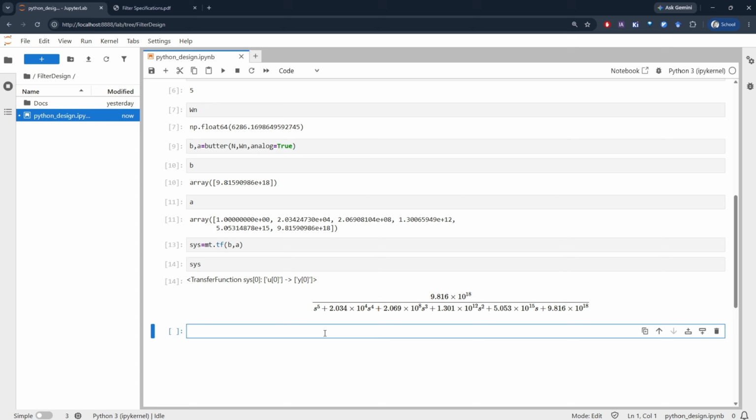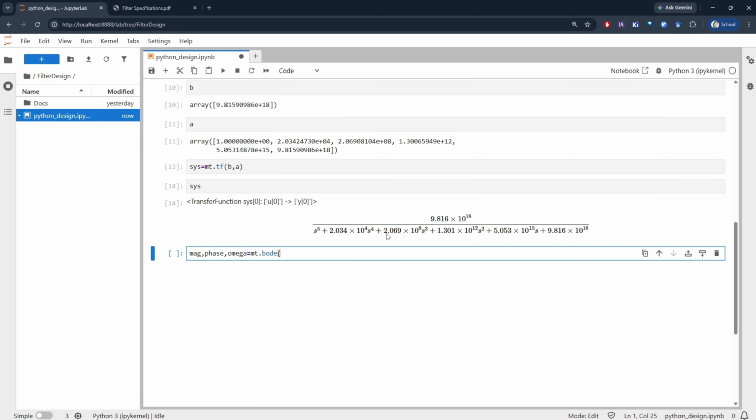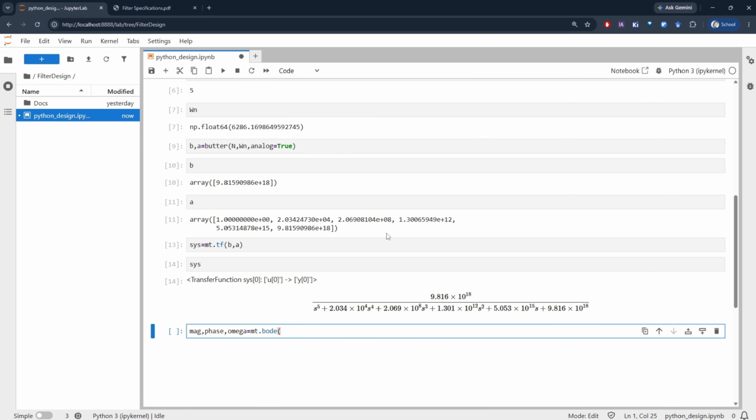So from that, we are going to get the frequency, like we want to find how the frequency response changes with difference in frequency. So from that, we can get the magnitude, the phase, and the omega. Then you can say ct.bode. All these have been deprecated. The TF has been deprecated, because when I run without filtering the warnings, it will tell you to use the frequency response instead of the TF because it has been deprecated. So from that, I'll have the system.